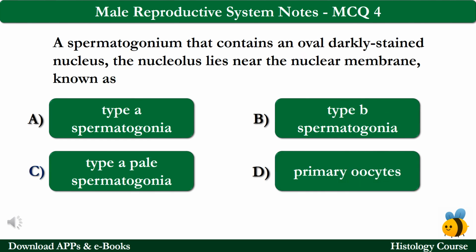MCQ number 4. A spermatogonium that contains an oval darkly stained nucleus and nucleolus lies near the nuclear membrane known as option A type A spermatogonia, option B type B spermatogonia, option C type A pale spermatogonia, and option D primary oocytes. The correct answer is option A, which is type A spermatogonia.